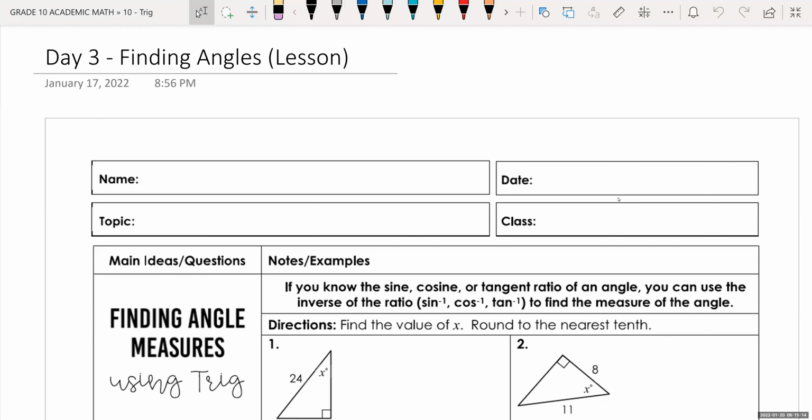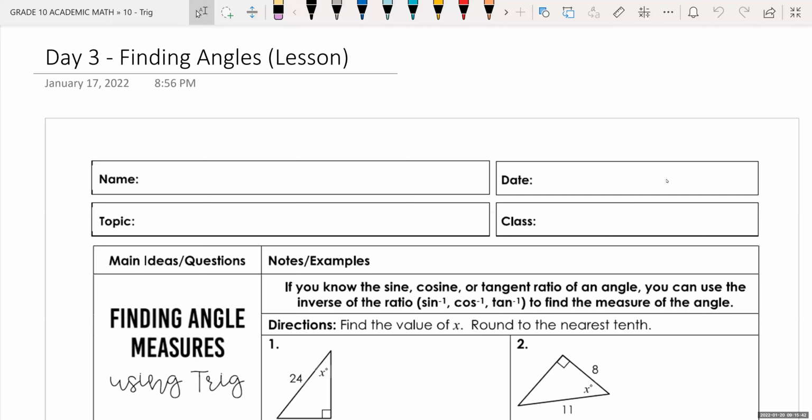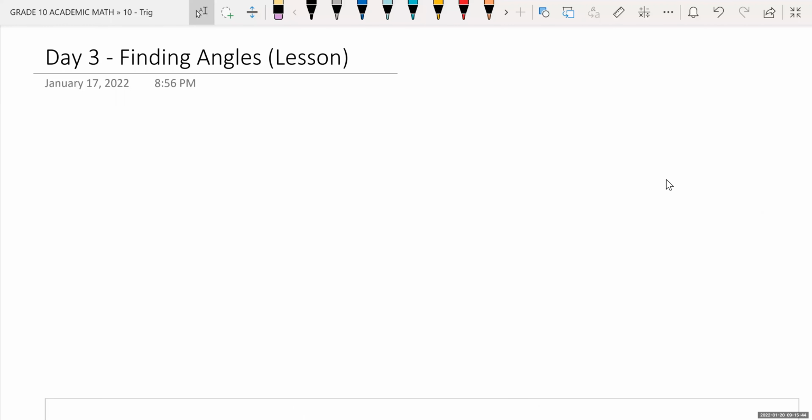All right, so last class we talked about what trigonometry is. We talked about how to label the different angles, and we also learned how to find side lengths. Okay, so just to begin our trig stuff, let's go ahead and review everything we know.